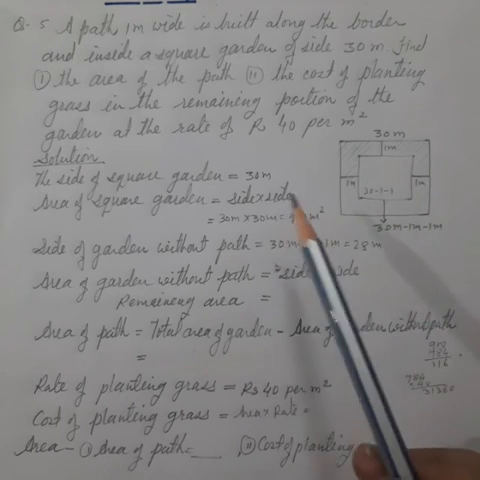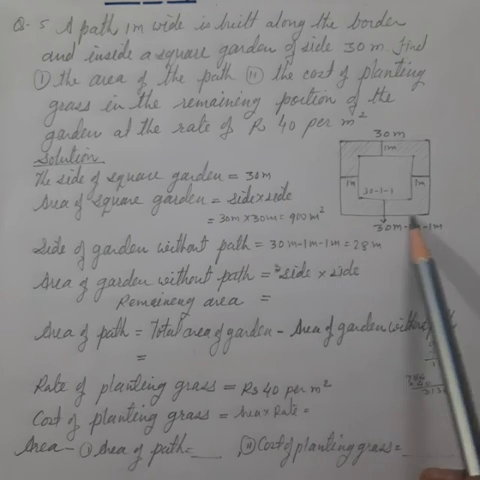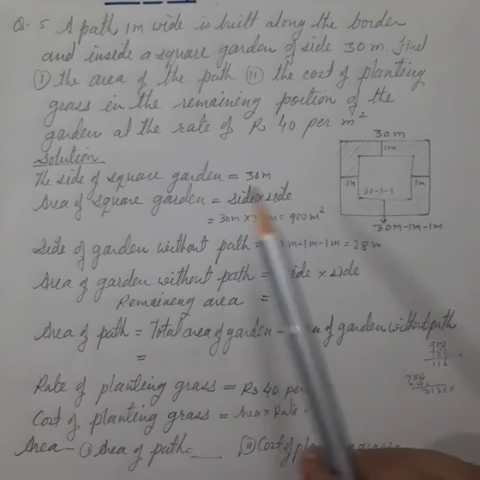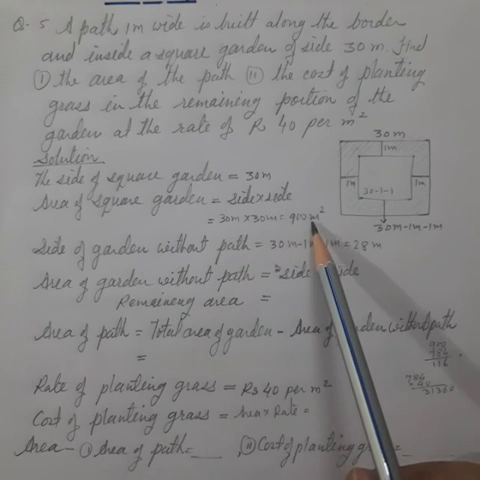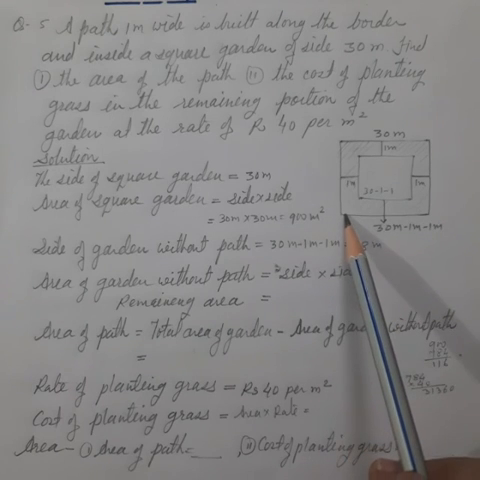So let us find out the area of the garden. Total area of the garden: side is 30 meter and it is in square shape. So area is side into side. 30 meter into 30 meter, we get 900 meter square is the total area of the garden.